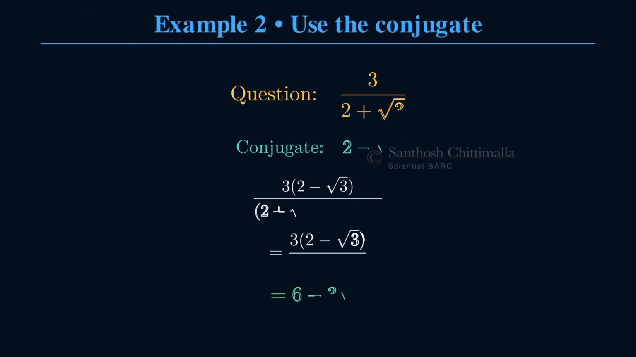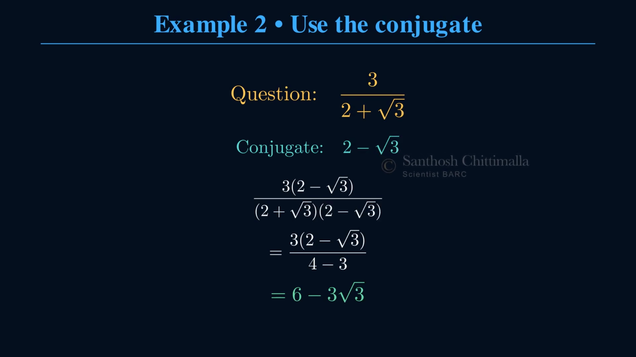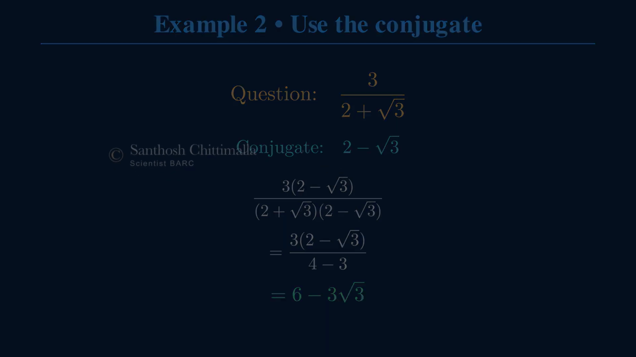Example 2. Rationalize 3 over 2 plus square root of 3. Use the conjugate 2 minus square root of 3. The denominator becomes 4 minus 3, which is 1. The numerator becomes 3 times 2 minus square root of 3. So the simplified answer is 6 minus 3 square root of 3.